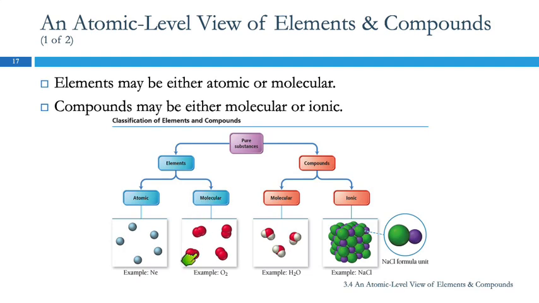molecular. This is an element, oxygen, because it only has oxygen atoms in it. But it's a molecular element because each molecule has two oxygen atoms. They're not oxygen atoms by themselves, like neon. Most elements are atomic. With compounds, there are molecular compounds with covalent bonds. There are ionic compounds with ionic bonds.